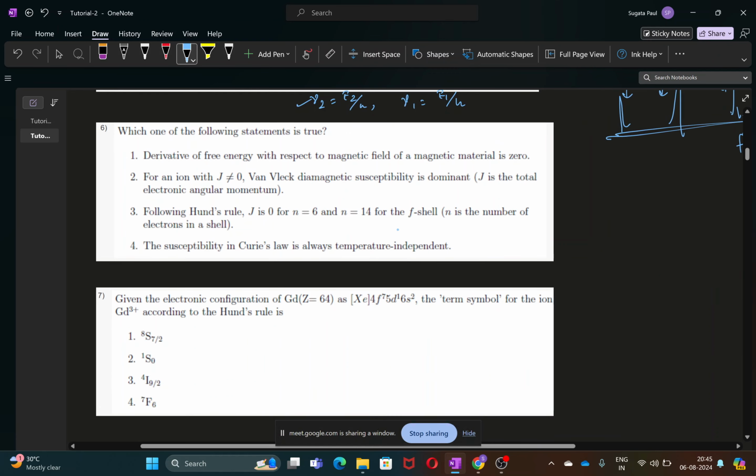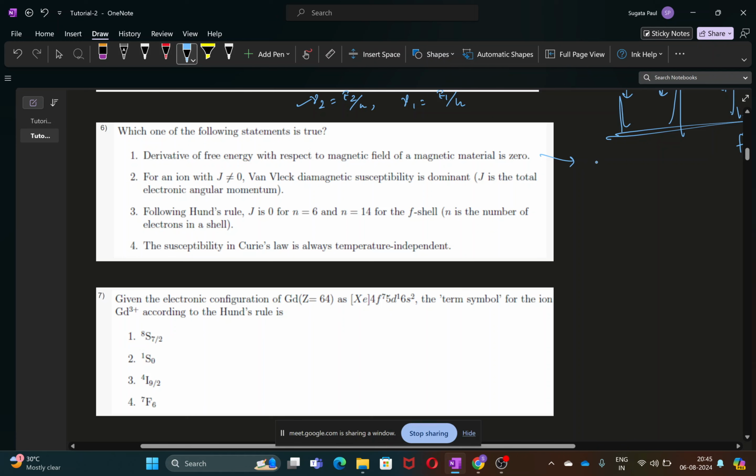Now question number 6 is again a conceptual question, I think. It says which of the following statements is true. Let us read them one by one and try to understand whether each is correct or not. The first option says that the derivative of free energy with respect to magnetic field of a magnetic material is 0. This is a false option.